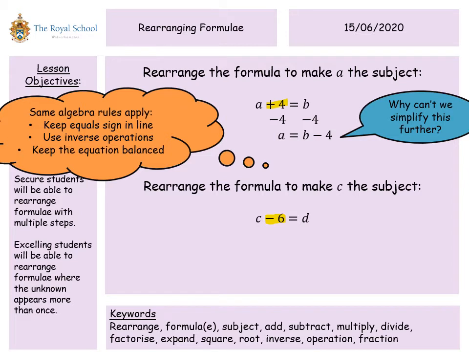So the opposite of minus 6 is plus 6, so we do a plus 6 to both sides of our equation here. So on the left-hand side, we've got c, and the minus 6 and the plus 6 will cancel each other out, so that just leaves us with c, which is fantastic. And on the right hand side we'll have d plus 6, so that's our right hand side, and that's it done.